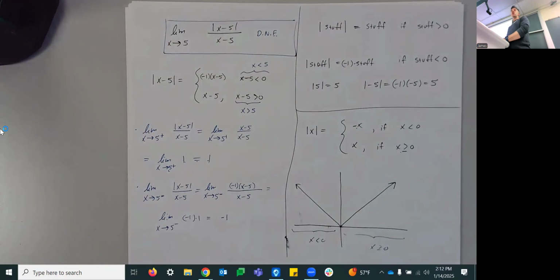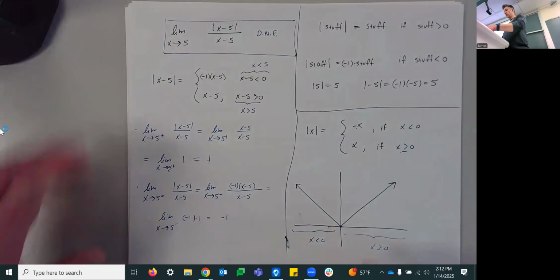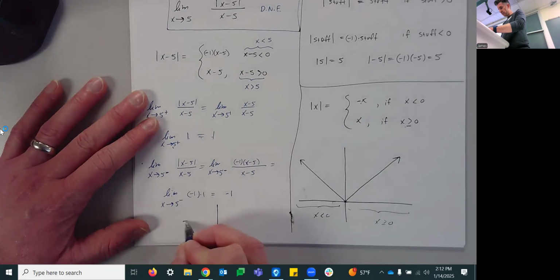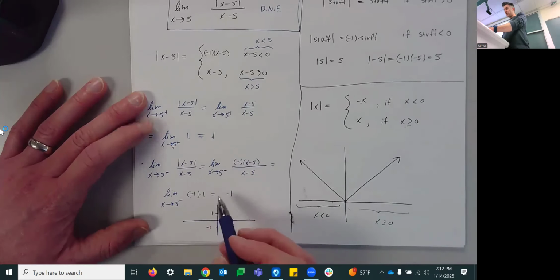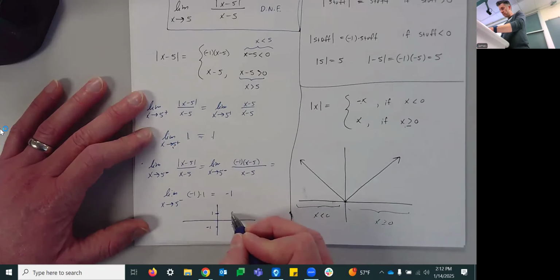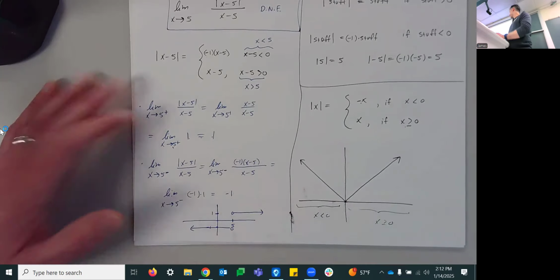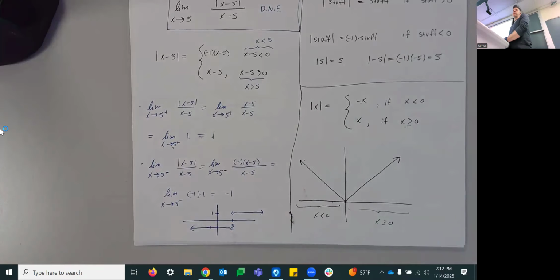Graphically, here's how this function looks. It's not very interesting. It's undefined at 5. To the right of 5, it's equal to positive 1. Always. To the left of 5, it's equal to negative 1. Always. Kind of boring, but some functions are boring.